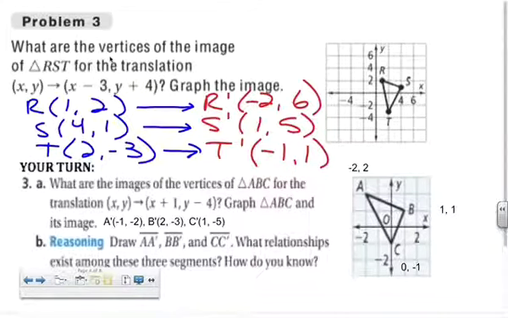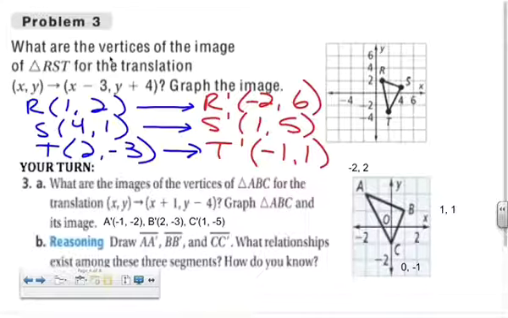From what I'm seeing and hearing, you're ready to compare your work to mine. You'll notice I went through and labeled where my points are. And then I followed the rule. I added 1 to the x, subtracted 4 from the y, and found A prime, B prime, and C prime. Pretty simple and straightforward stuff.